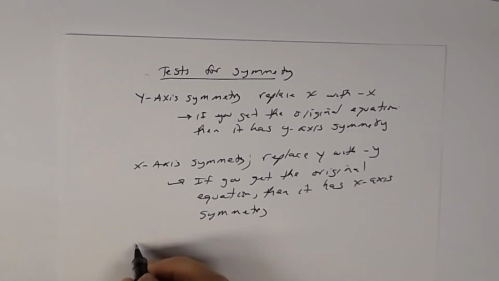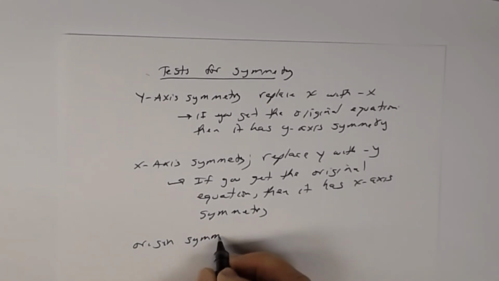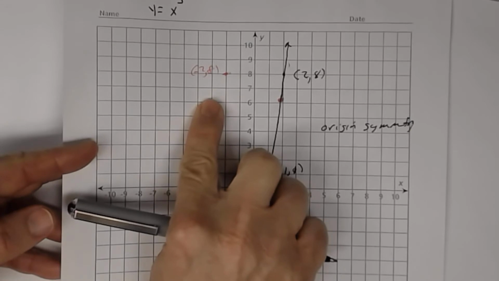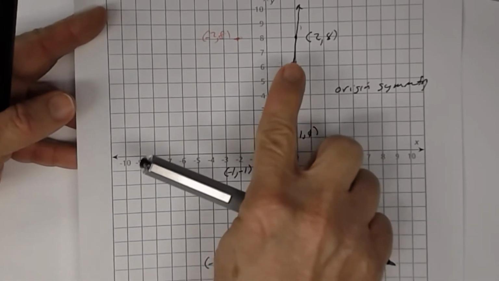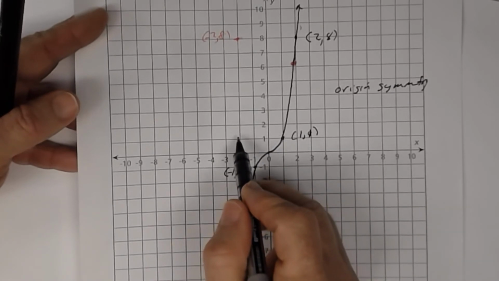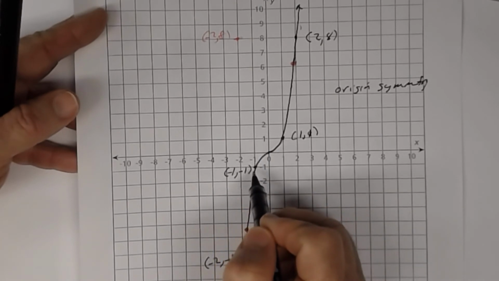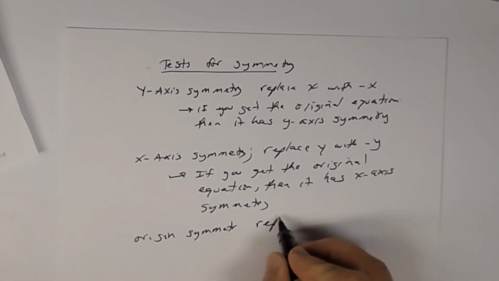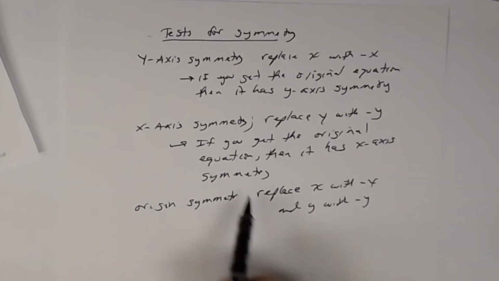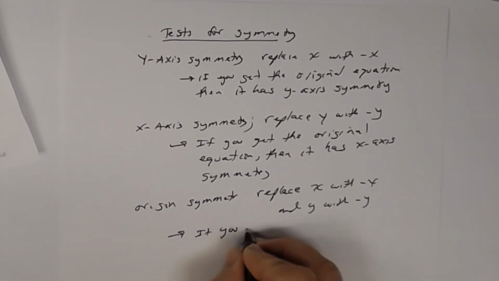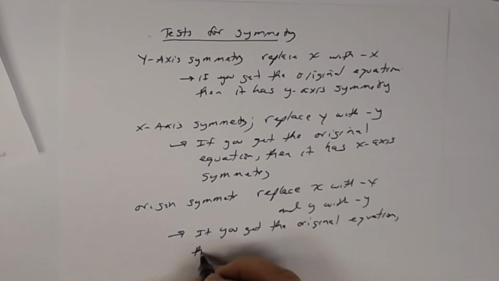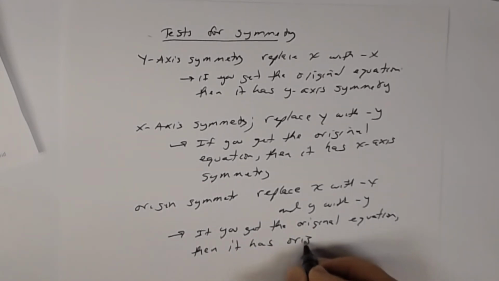And then finally what you learned was origin symmetry. So origin symmetry is where you do both. Because remember when we talked about origin symmetry, keep this in your mind. You take this point, reflect about the y-axis, and then reflect it about the x-axis, you get that other point back. Reflect this about the y-axis, about the x-axis, you get this point here. Reflect this right here, 1, 1, about the y-axis, then reflect about the x-axis, you get that point here. So you do both. So replace x with negative x and y with negative y. And again, this arrow applies. If you get the original equation, then you can say it has origin symmetry.